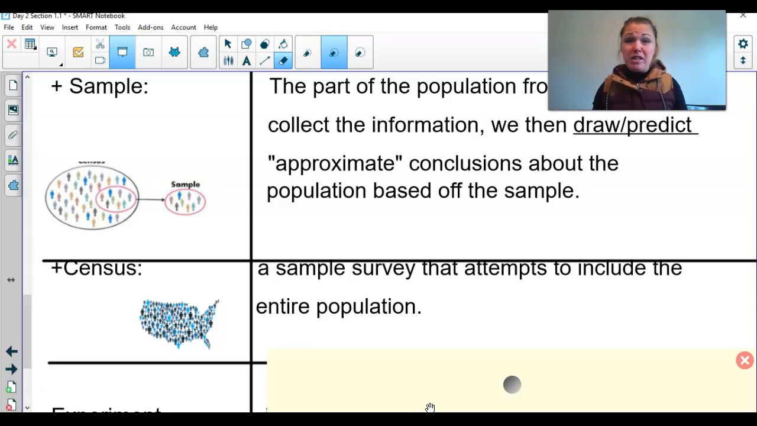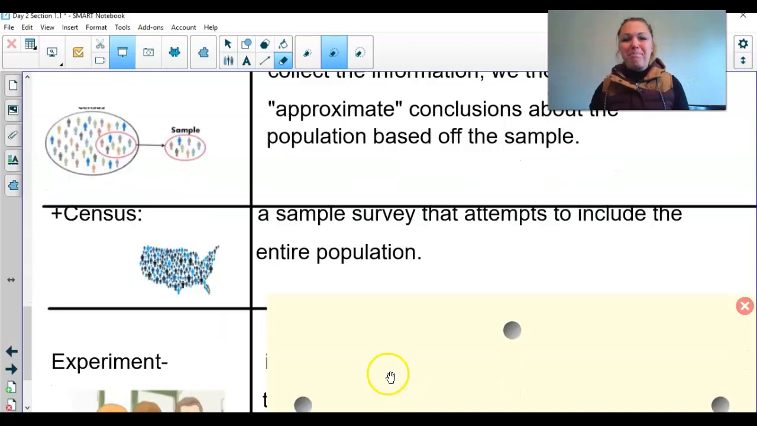We have a large population in the United States, okay? So that's why it really is more beneficial to do a census for a small population. You wouldn't just take a sample if you had a small population. You would just sample everyone, okay?